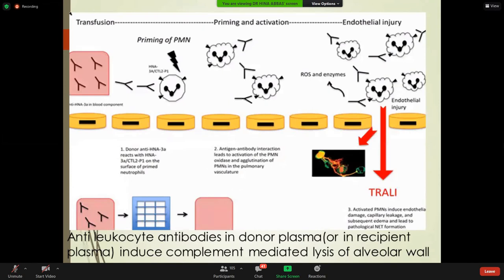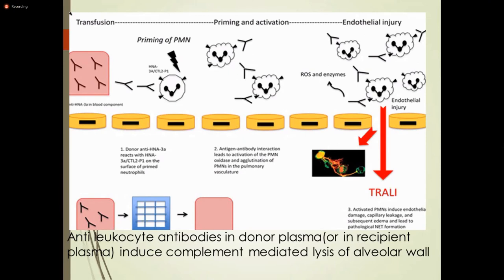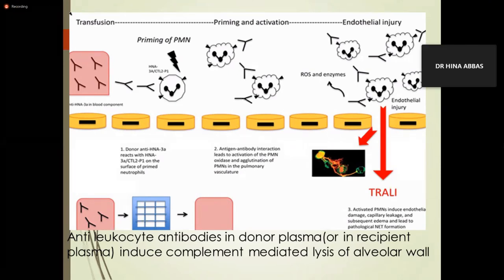This is basically the pathophysiology of TRALI, in which anti-leukocyte antibodies in the donor plasma induce complement activation. Here you need to know that the antibodies are in the donor plasma. Mostly the antibodies are in donor plasma.